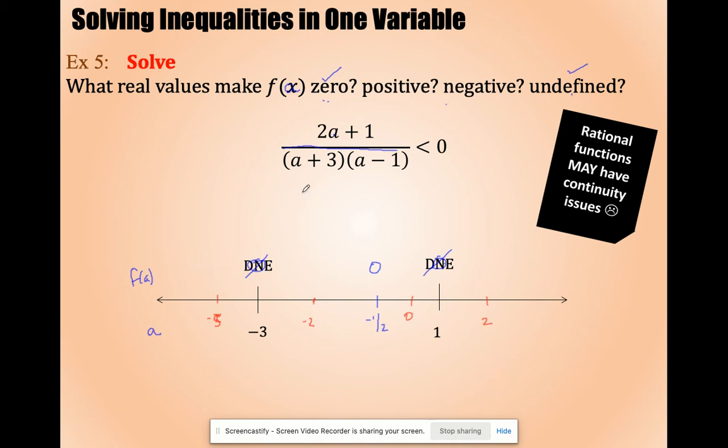Now, this one is a little more challenging because it's a fraction, right? So I have to say to myself, if I plug in -5 into my numerator, what do I get? -5 into my numerator makes my numerator negative. But what about my denominator? -5 plus 3 is negative. -5 minus 1 is also negative. So I have a negative over a positive, which makes a negative.